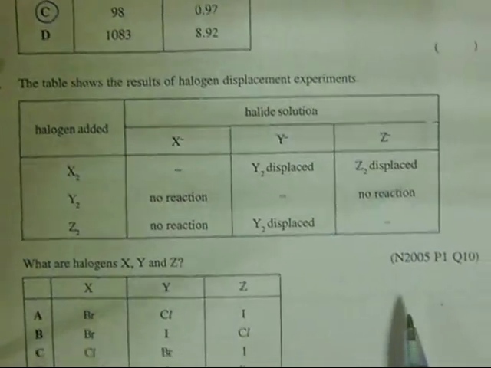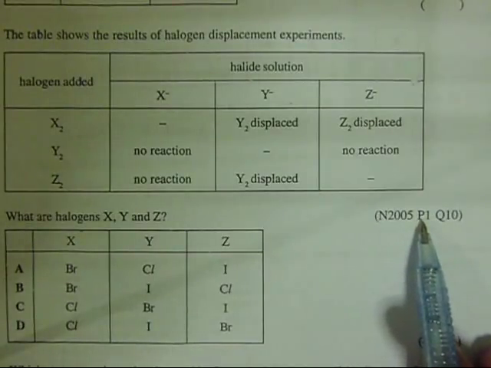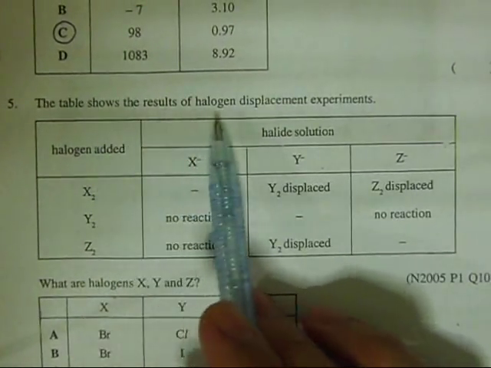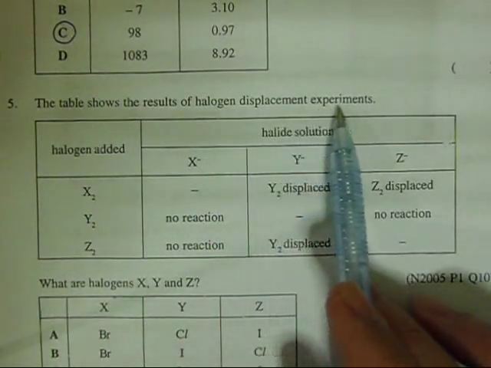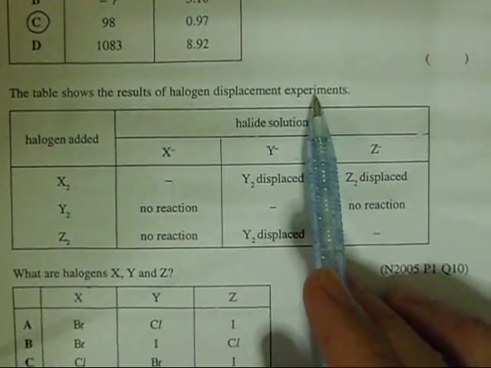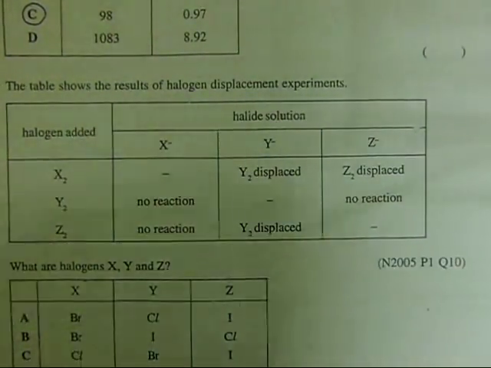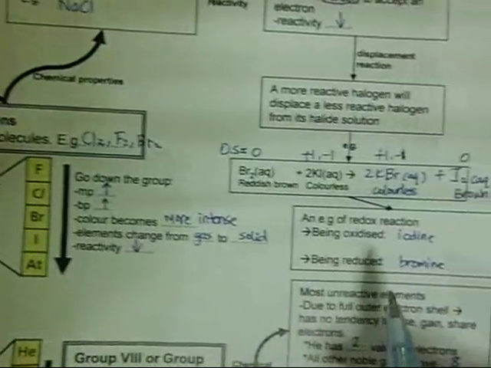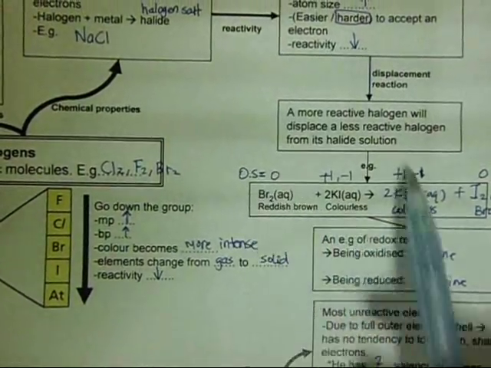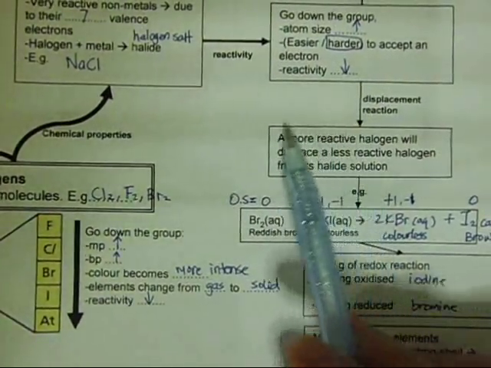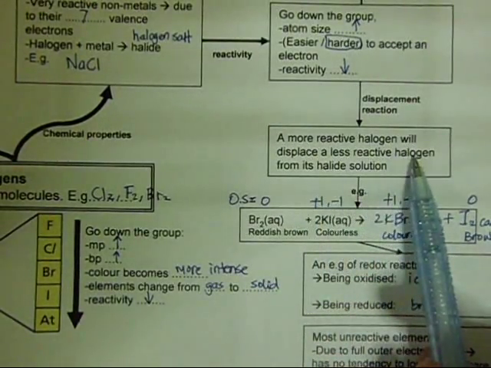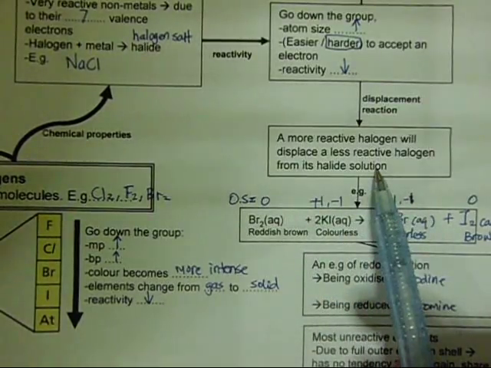Next question is from November 2005, paper 1, question 10. Now the table shows the results of halogen displacement experiments. Now this is a displacement reaction. This is actually from page 2 of the mind map. Displacement reaction is actually from here. So displacement reaction, basically what does it do? A more reactive halogen will displace a less reactive halogen from its halide solution.